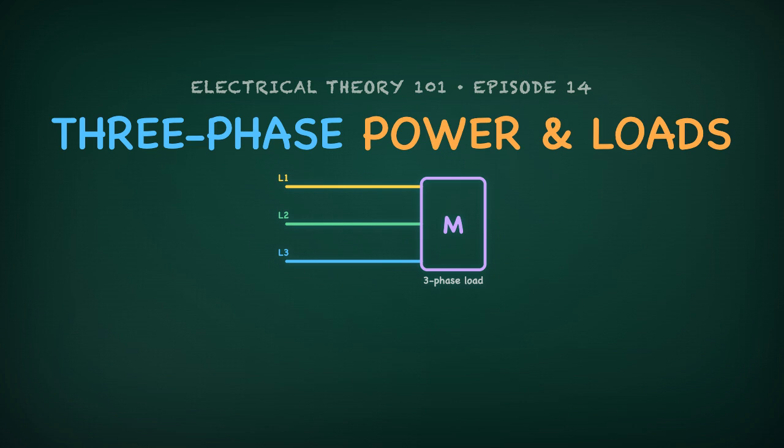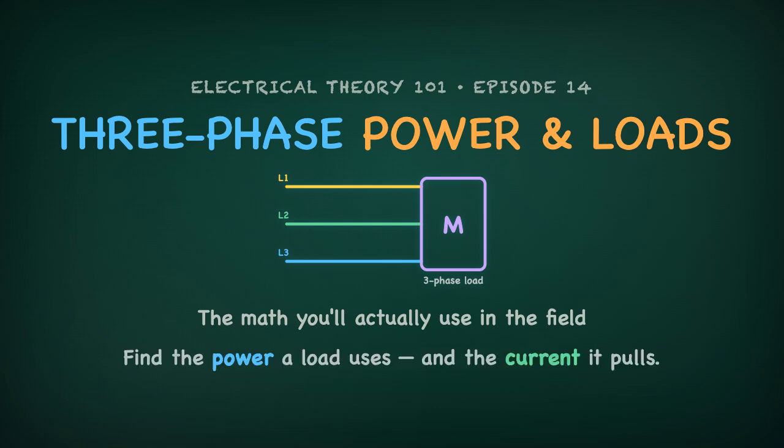Last time we met three-phase, and that magic number, the square root of 3, now let's put it to work. This is the math you'll actually use in the field, finding the power a three-phase load uses and the current it pulls. It comes down to one formula.